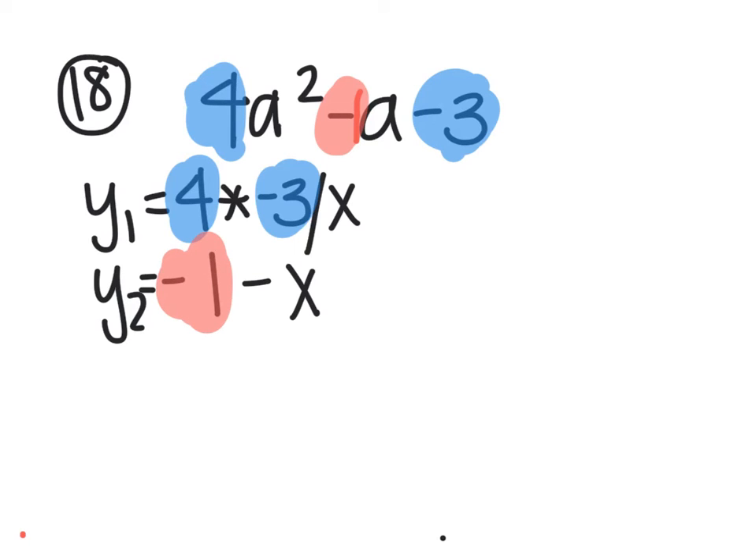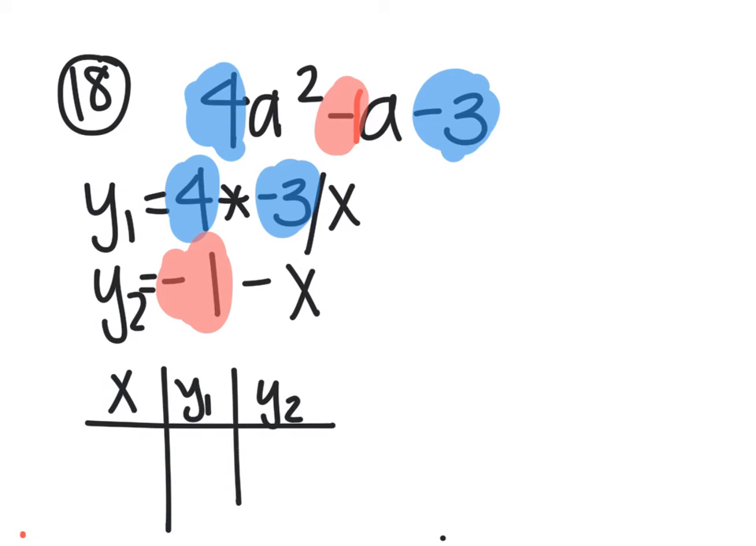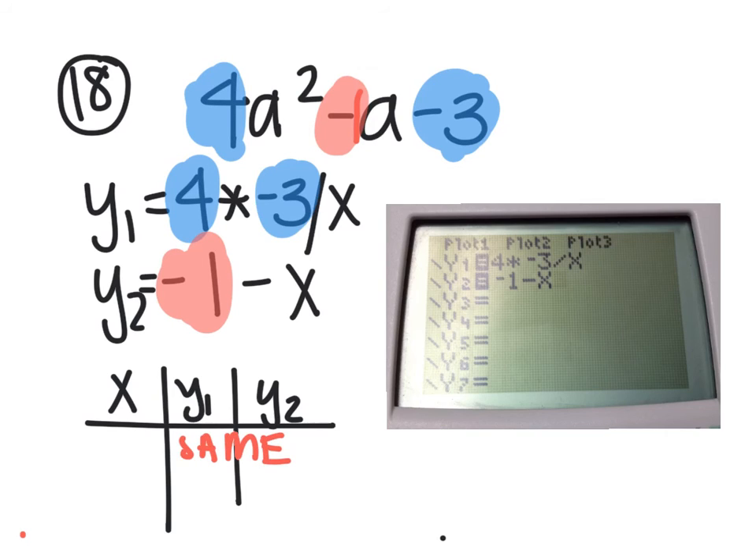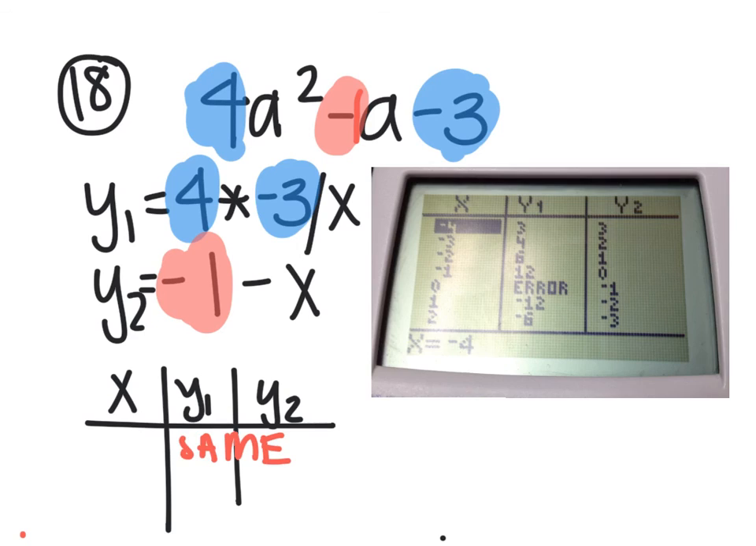And then I'm going to put those in y equals, and I want to go look at my table. So I have x, y1, and y2. And remember, I am looking for where these two are the same. So here's what my calculator is going to look like when I put this in y equals. I have 4 times negative 3 divided by x and negative 1 minus x. So here's what my table looks like. And again, I'm looking for where y1 and y2 are the same. And if you'll notice, they are the same up here at -4 and 3. So I'm going to be using my -4 and my +3 to help me with my factorization.